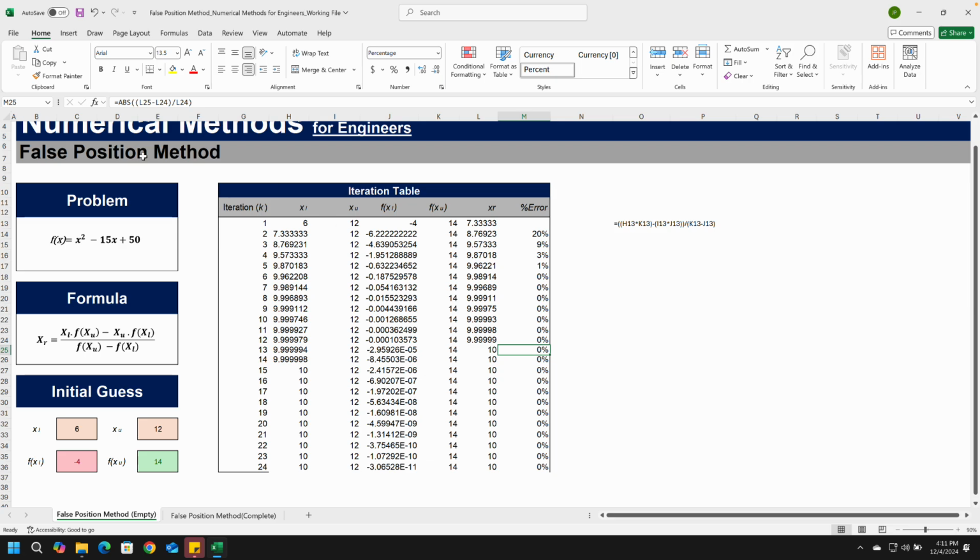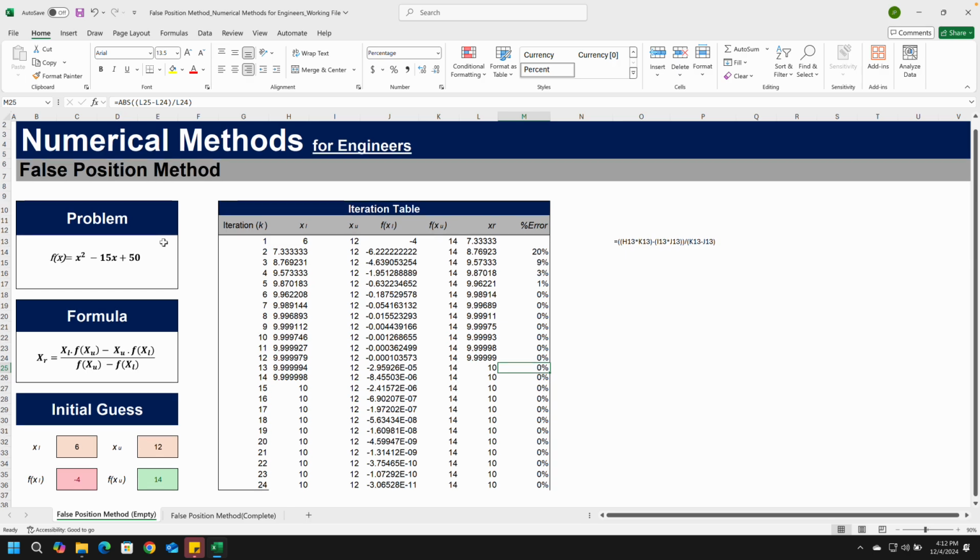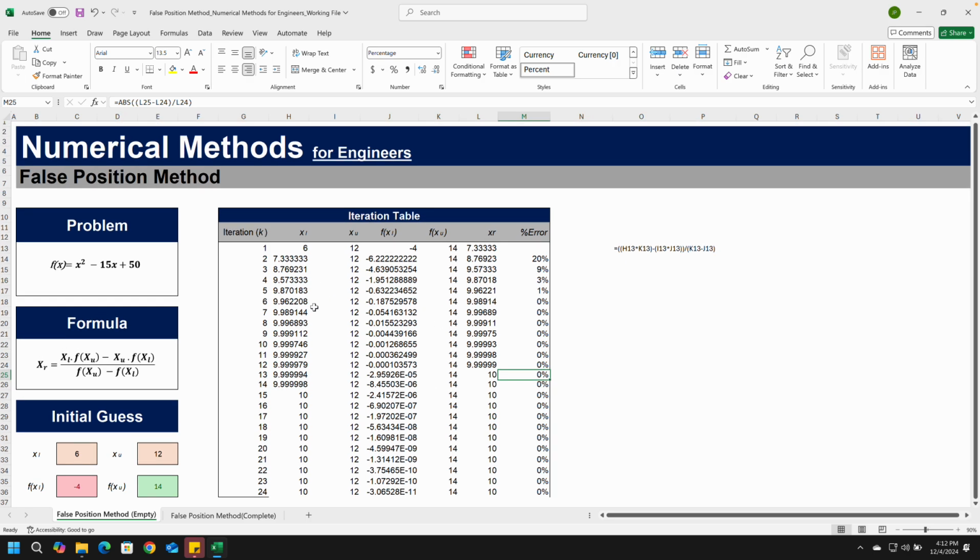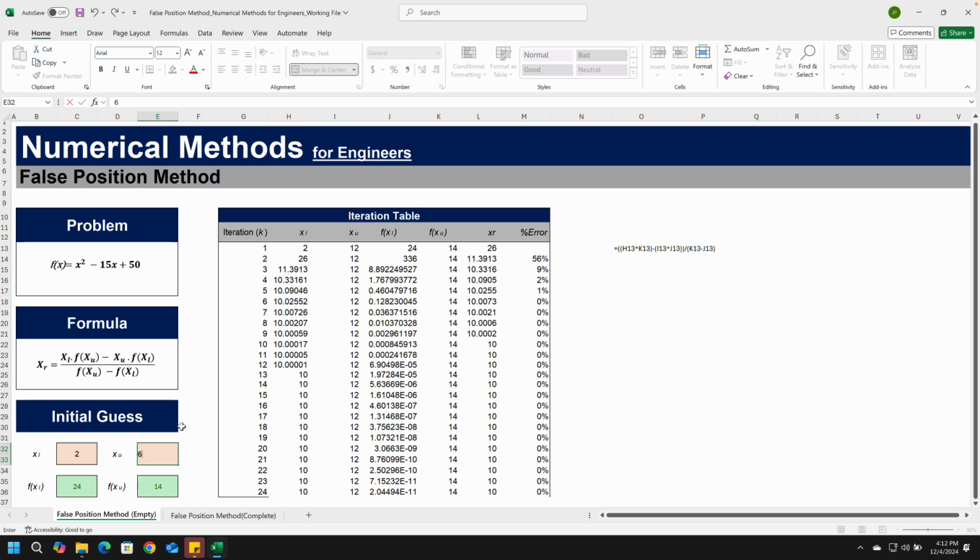Now the thing is, this is a quadratic equation, and a quadratic equation has two roots, right? So this is the first root of the function. And how do we find the second root of the function? Well, we can do that by simply changing the initial guesses right here. So since the first root lies in between 6 and 12, there's no way the second root is also there. So let's try using an initial guess which is smaller than these numbers. Let's change this to 2, and let's change this to 6.